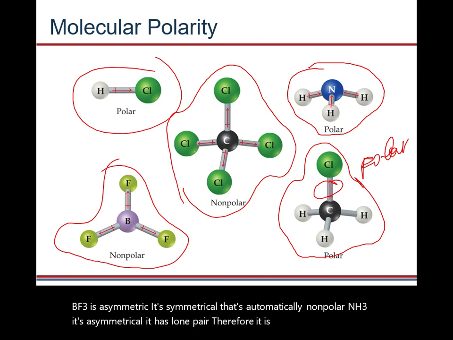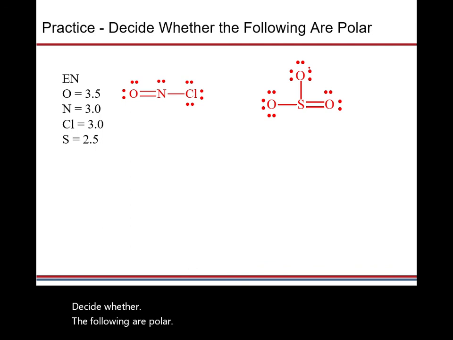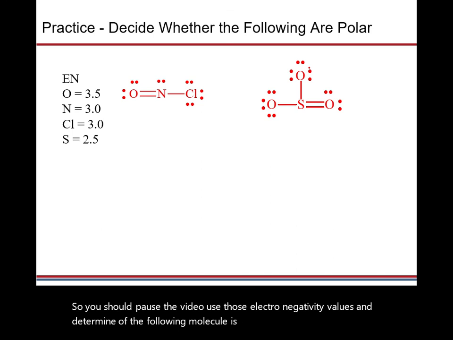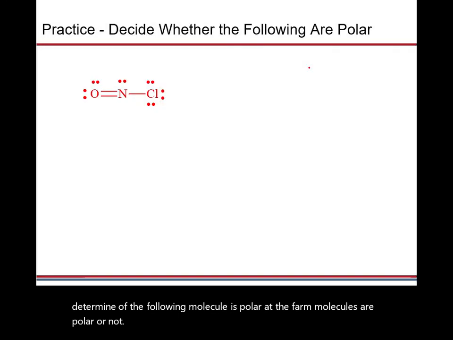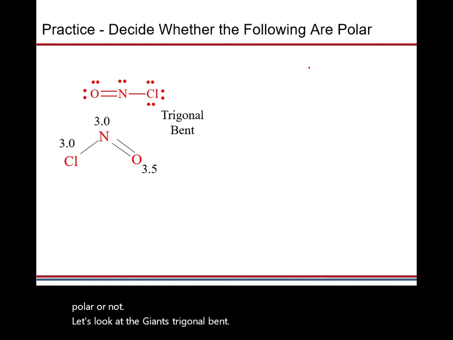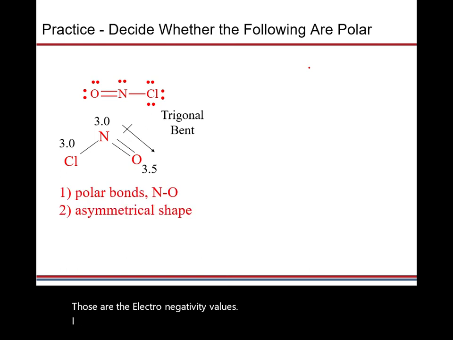All right, let's take a look at an example. Decide whether the following are polar. So you should pause the video, use those electronegativity values, and determine if the following molecules are polar or not. Let's look at the first one. It's trigonal pyramidal. Those are the electronegativity values. I have polar bonds. The molecule is asymmetrical, and I do have a lone pair on nitrogen. Therefore, the molecule is polar.